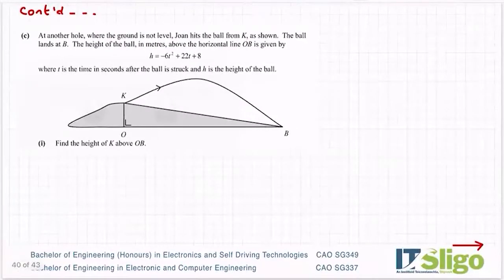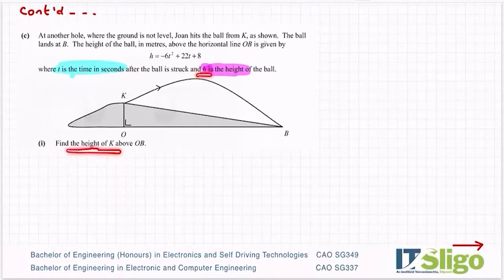Okay, the next one. So at another hole where the ground is not level, Joan hits the ball from K as shown. The ball lands at B. The height of the ball in meters above the horizontal line OB is given by this equation here, where t is the time in seconds after the ball is struck and h is the height of the ball. Find the height of K above OB. Okay, so let's go back and have a look at this. h is the height of the ball, and t is time in seconds. So there are my two variables. I have to find the height of K, so I'm solving for h.